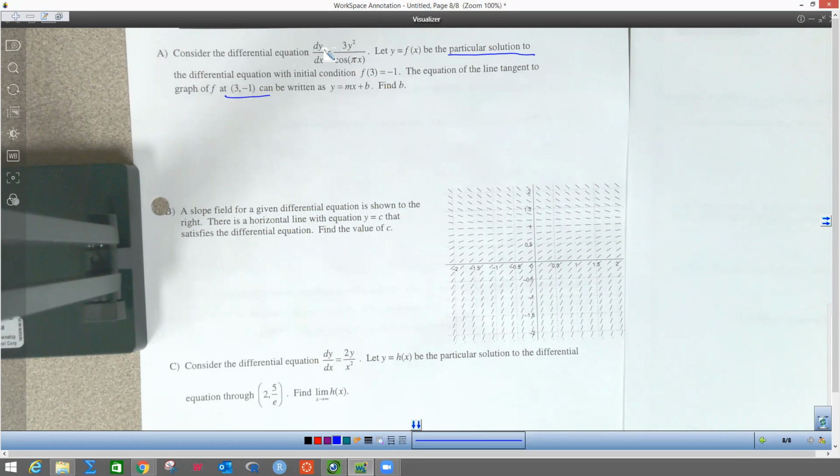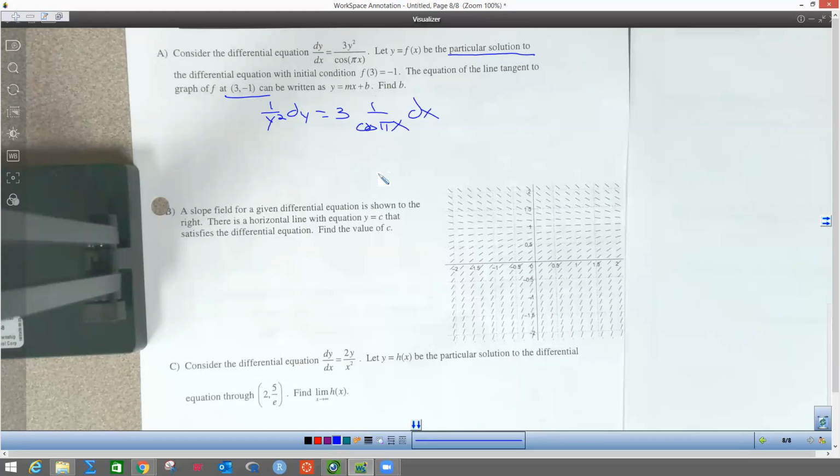So the dy, the y is going to be on the left side, and the x's we're going to keep on the right side. So I'm going to divide each side, or multiply by 1 over y squared on each side, to get that over there. I'm going to leave the 3 over here, but scoot it over as a coefficient, and leave this as 1 over the cosine of pi x, and multiply the dx over to this side. So anybody got questions so far? Okay.